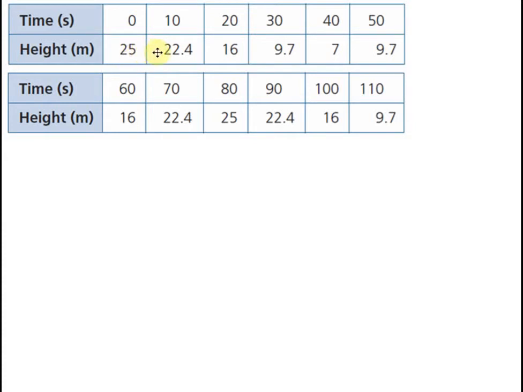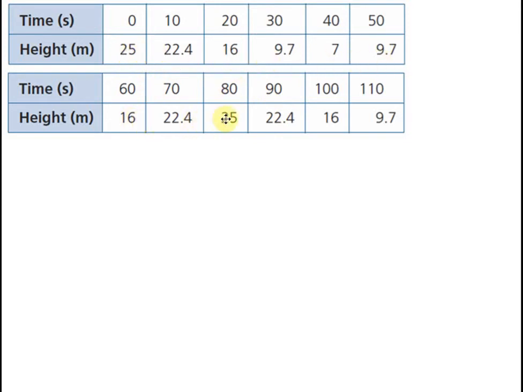I see that first my values start to go down, then they get to 7, then they start to go up again. They keep going up till we get back to 25, and then it looks like everything starts over again. So from what I can see here, this is the start of a cycle.